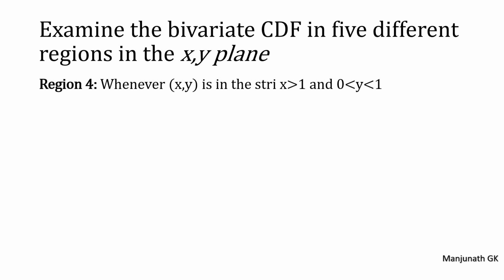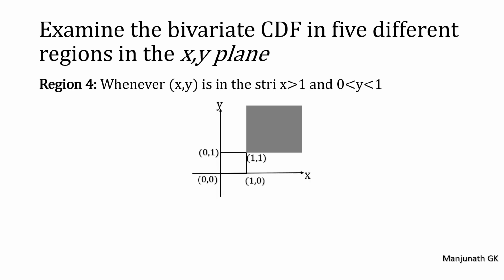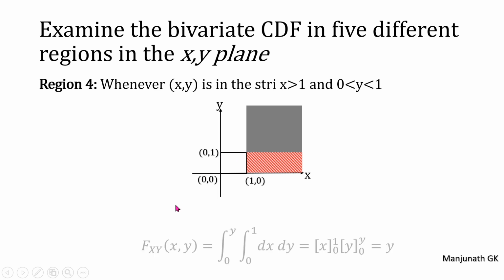Consider region number 4. It is also a strip, but the condition is a strip where x is greater than 1 and y is varying from 0 to 1. In the XY plane, a PDF is considered here. Region number 4 is a strip where x is greater than 1 and y is varying from 0 to 1. In this strip, the calculation of a bivariate CDF should be done. It can be calculated using this formula where x is varying from 0 to 1 and y is varying from 0 to y. So integration of dx is x, integration of dy is y. Apply the limits, do the simplification, and we will get the bivariate CDF in this strip as y.